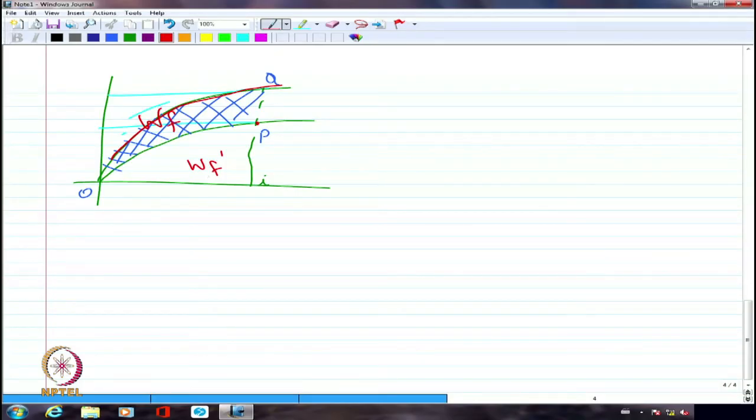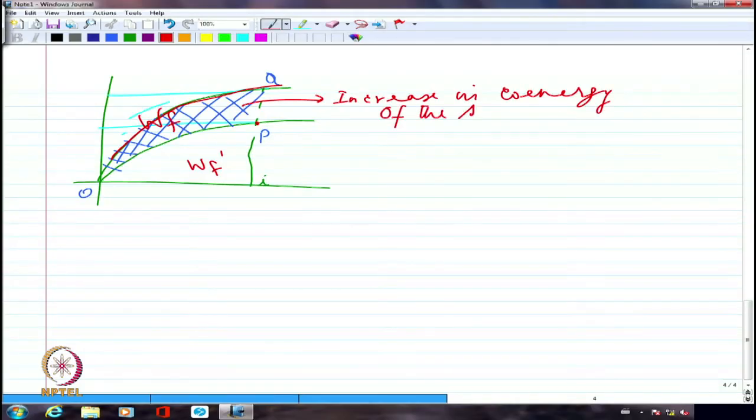Although co-energy does not have any physical significance, when the system moved from x1 to x2, whatever increase happened in the co-energy, which is WF dash, is represented by the shaded area. So the shaded area actually represents the increase in co-energy of the system. So I can say basically this is dWF dash.